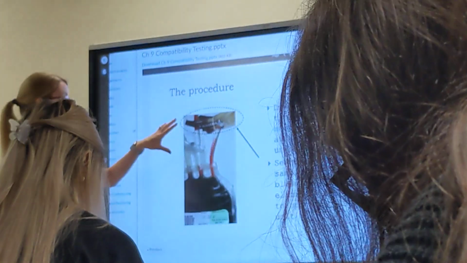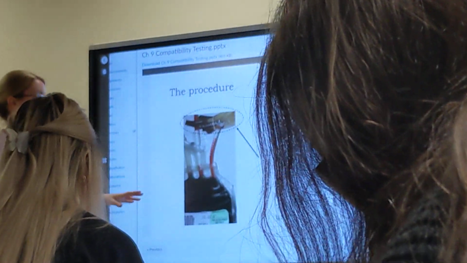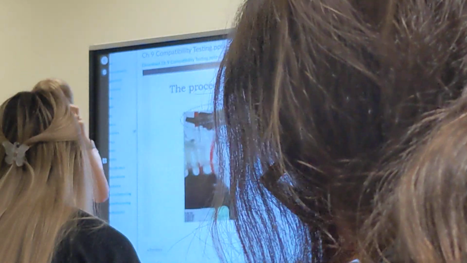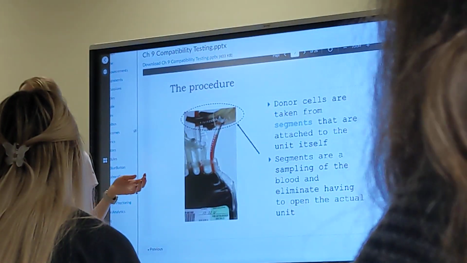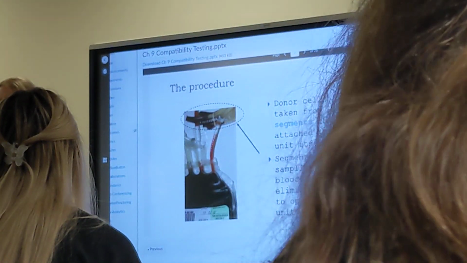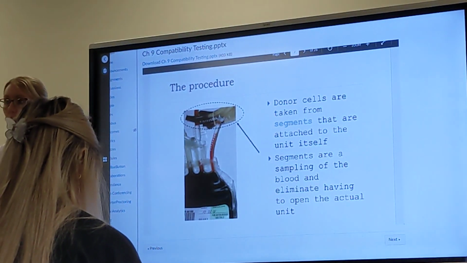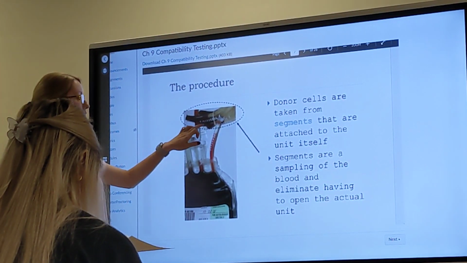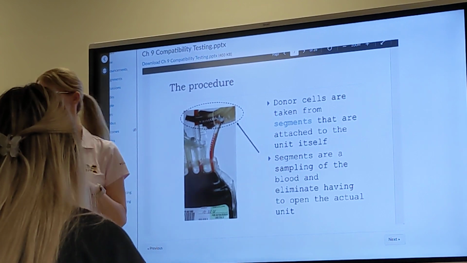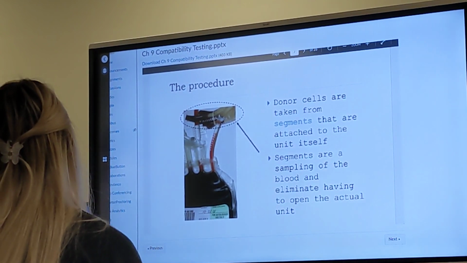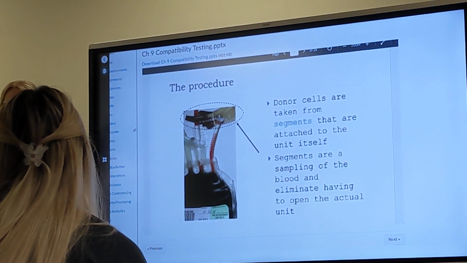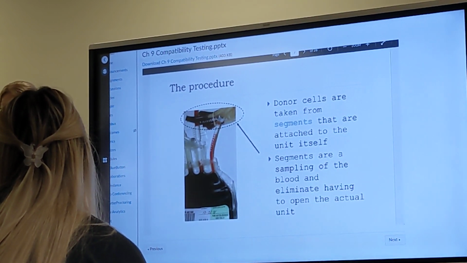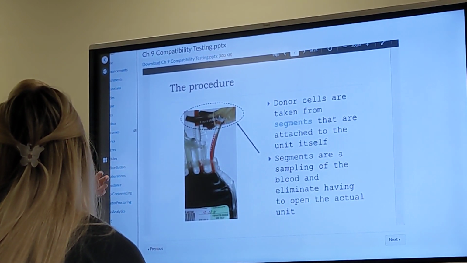So this is a bad picture, but I wanted you to see the segments. This is how you get the donor cells off of a unit of blood, because once you enter a unit of blood, it's only good for 24 hours after you break the seal. So they have all these little, it's called segments. If you've ever donated blood, it's a long tube, like a tail.